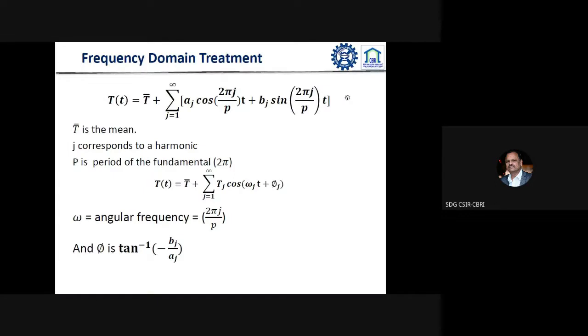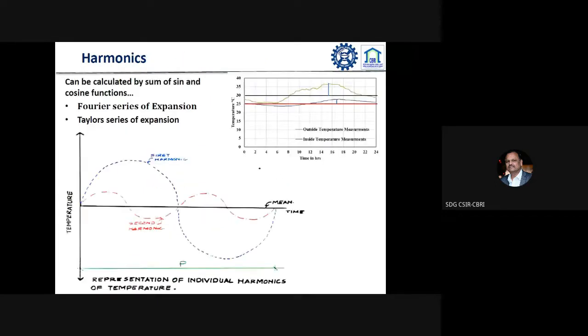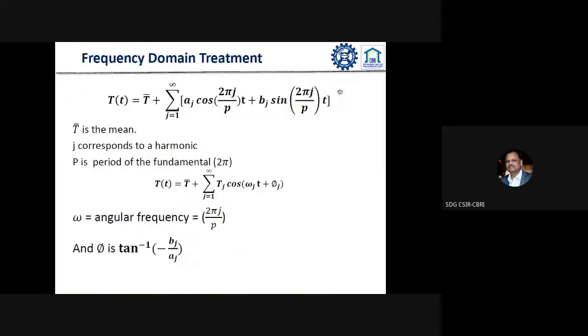For this particular thing, we have to deal in two ways with the temperature profile. One, we consider the mean temperature, and whatever is above that we consider as the fluctuating part. So if you want to find the temperature T, it is nothing but the mean plus the fluctuating component, and that can be solved with sine and cosine functions.